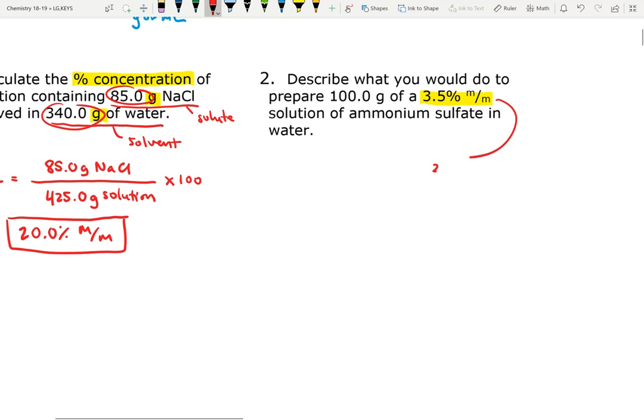That means we have 3.5 grams of solute for every 100 grams of solution. And this question offers us a rather straightforward quantity of solution, 100 grams. So that's perfectly what we want here. So we would simply dissolve 3.5 grams of the solute, which in this case is the ammonium sulfate.